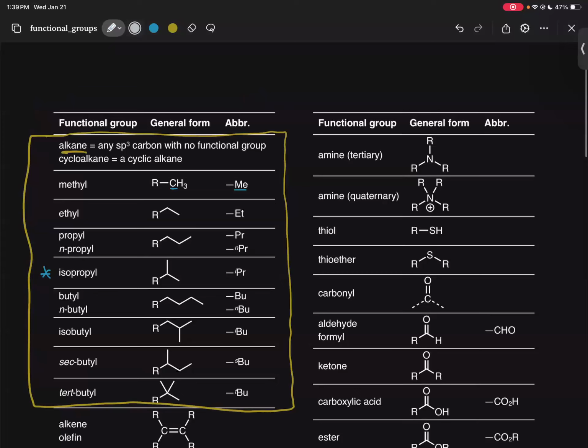So in hexane, which is that, let's say we're focused on this carbon atom at the end. We can also write this structure as that with a CH3 at the end. Or we can use this abbreviation for a methyl group, Me.